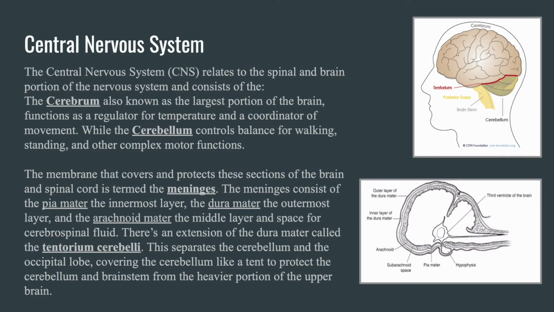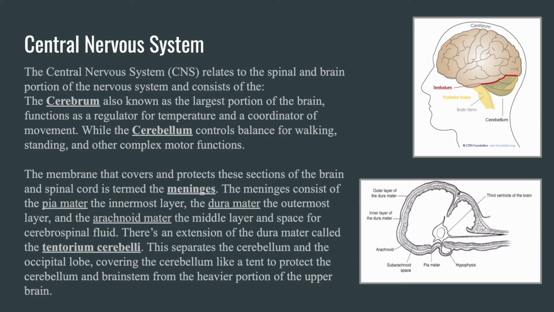Discussing the nervous system. To introduce, starting with the central nervous system, which relates to the spinal and brain portions of the nervous system and includes the cerebrum, which is the large portion of the brain and functions as a regulator of temperature and coordinator of movement, and the cerebellum, which controls balance and other complex motor functions.